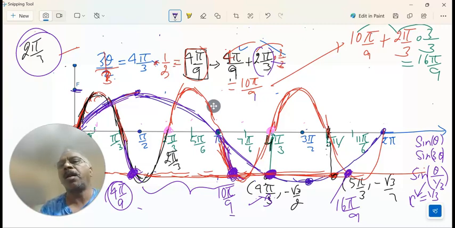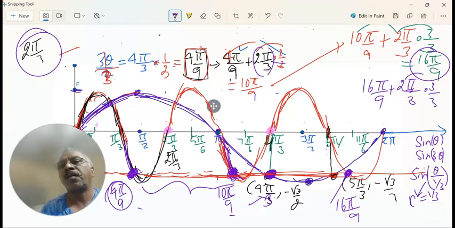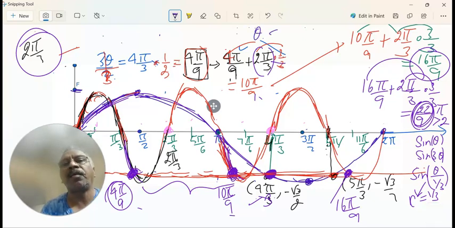Now, if you go on adding another one, maybe you may say, why can't you add 16 pi by 9 plus another 2 pi by 3? If you do that and you multiply 3 and 3, this is 6, and 6 plus 16 will give you 22 pi by 9. But then remember, 22 pi by 9 itself will be greater than 2 pi. And our answer is your angle has to be less than or equal to 2 pi.